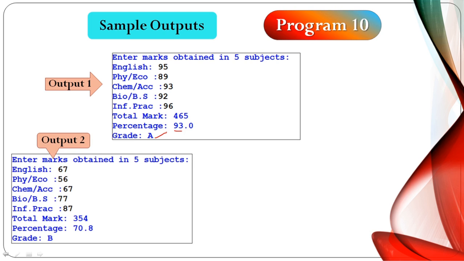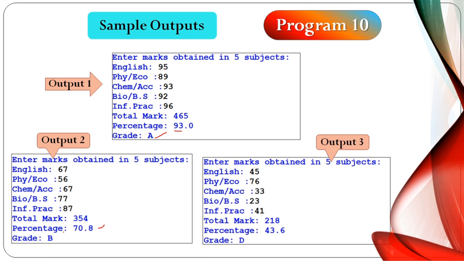Then in the second output, the total mark is calculated as 354 and the percentage is 70.8. Since it is less than 85, the grade is B. Then in the third output, the percentage calculated is 43.6. So the grade is D.